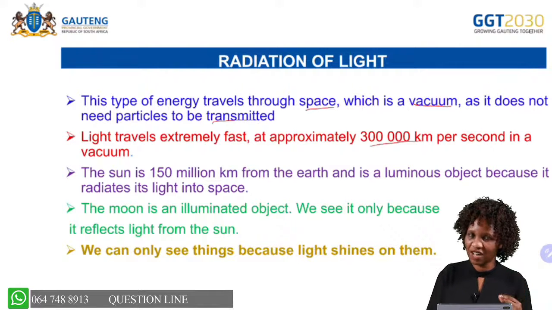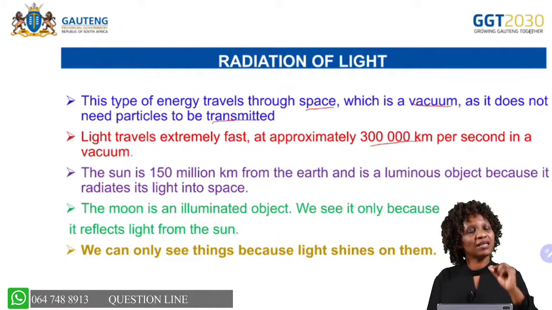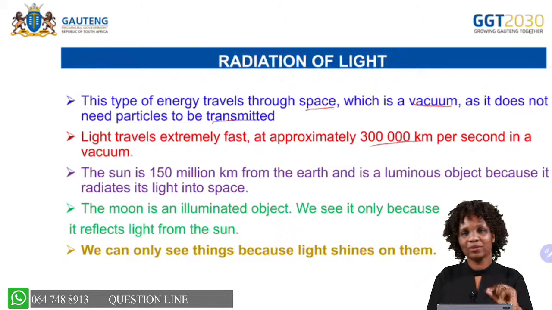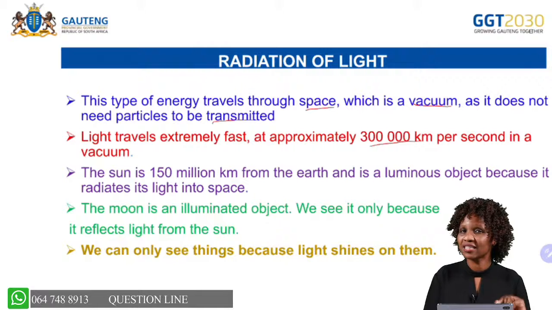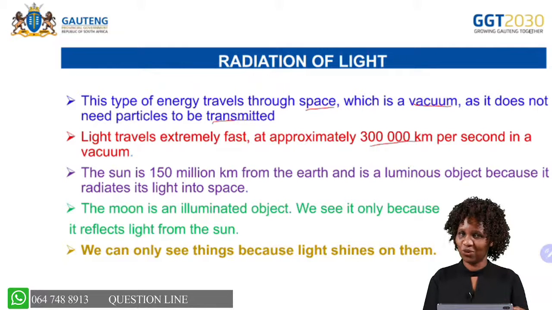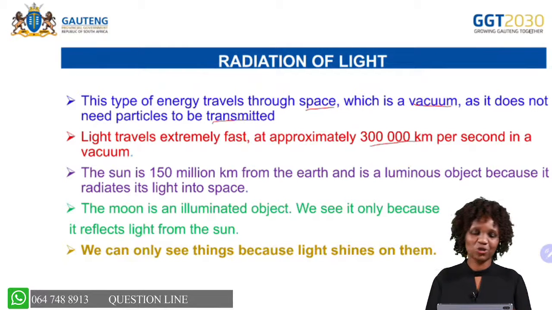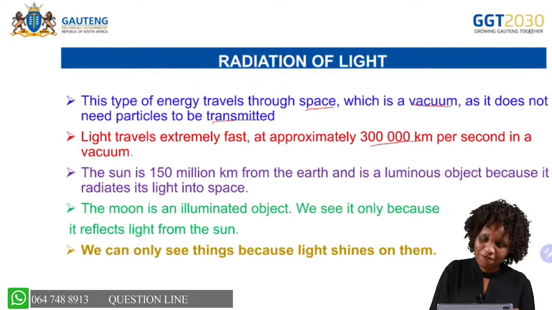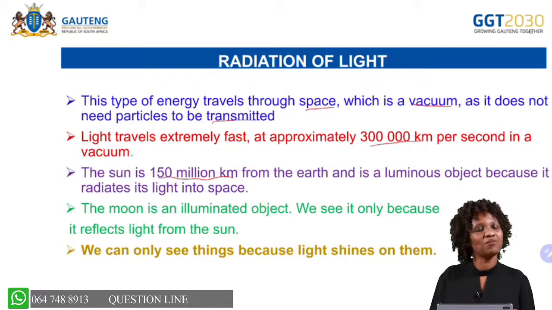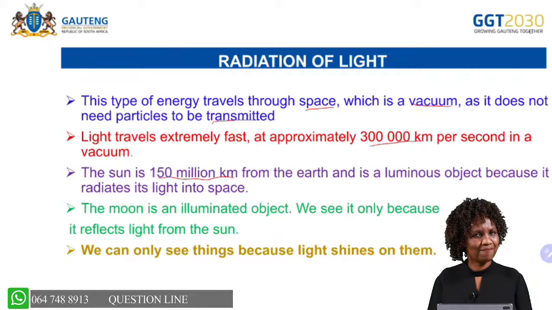But light travels approximately 300 kilometers within a second. You can see how fast it travels when it is traveling through a vacuum. You get that? That's very good. The sun is about 150 million kilometers from the earth. That's very far, isn't it?